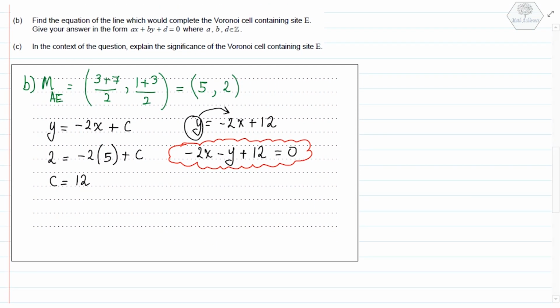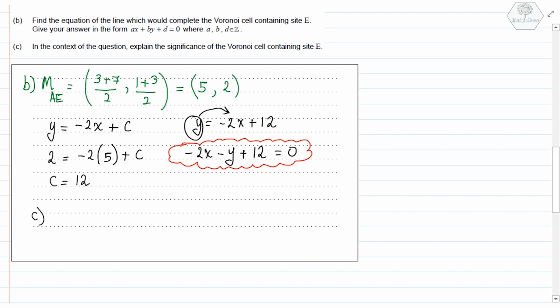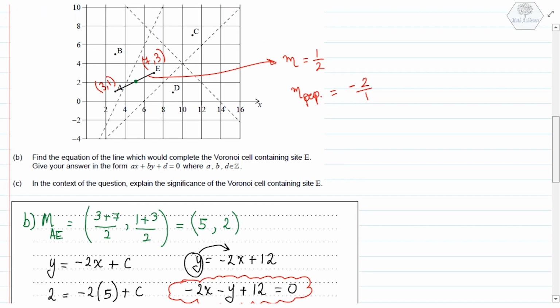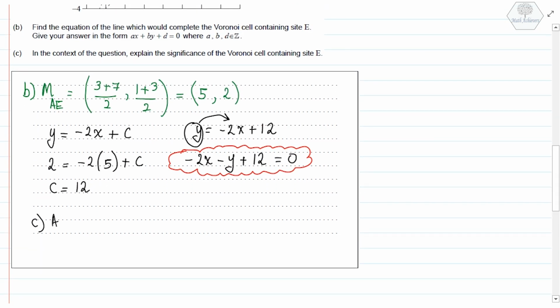Now for part C of the question: in the context of the question, explain the significance of the Voronoi cell containing site E. The Voronoi cell containing site E means that any point in the shaded region, any point in the cell, is closer to shelter E than any other shelter.